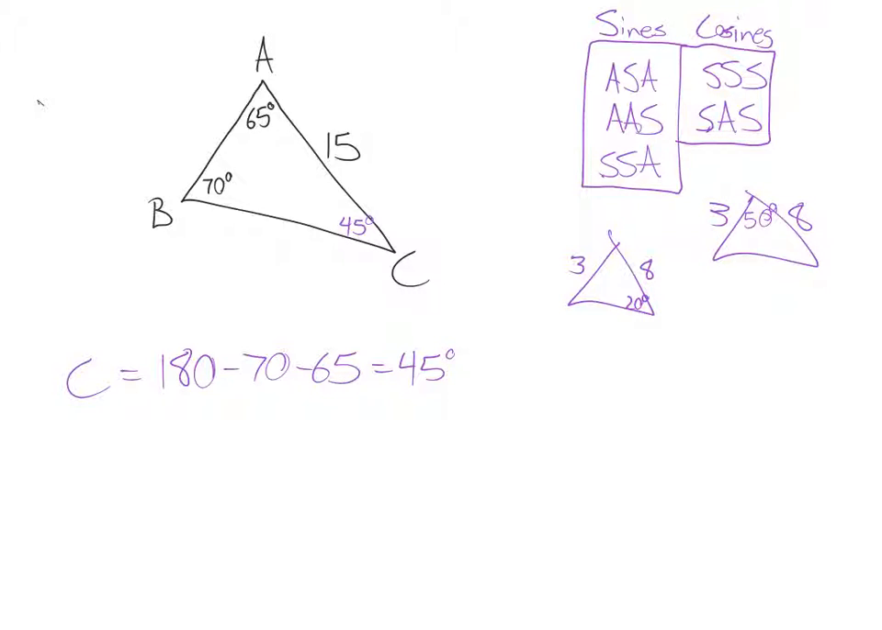So, when do we use the law of sines? We use the law of sines when you have one pair, a side and an angle, that are across from each other. Okay? So you'll notice here, in this case, these are across from each other. 70 degrees is across from 15. When you see that, you can use the law of sines.